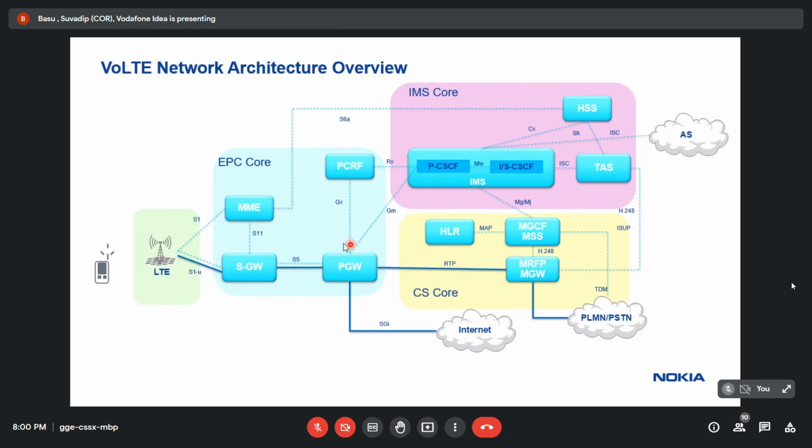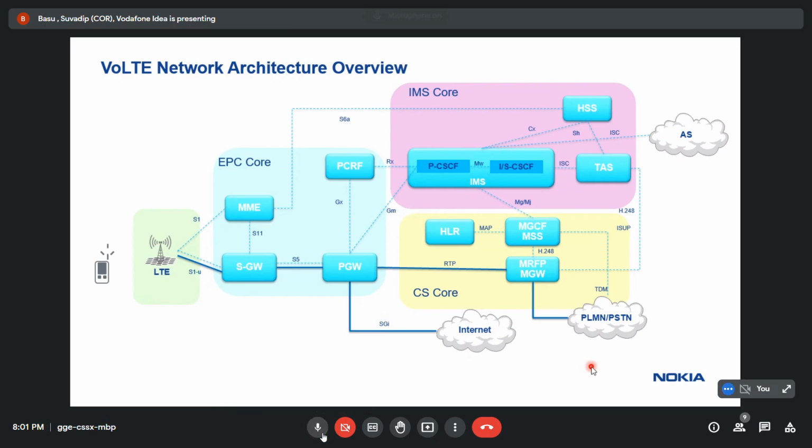Now you see, when this P gateway is in your home network, this interface is called the S5. Now when the S gateway contacts a remote P gateway, say for example, in a roaming scenario, then this interface will be called S8. So S5 is the interface between the S gateway and the P gateway, where the P gateway is at home. And S8 is the interface between the S gateway and the remote P gateway. Is this clear to all of you?